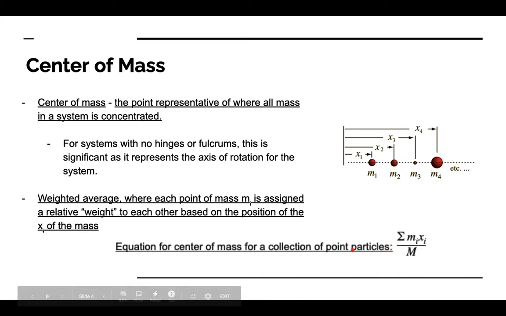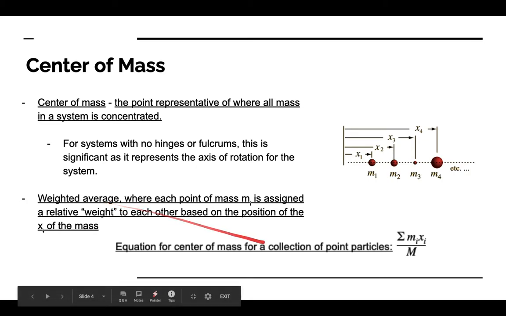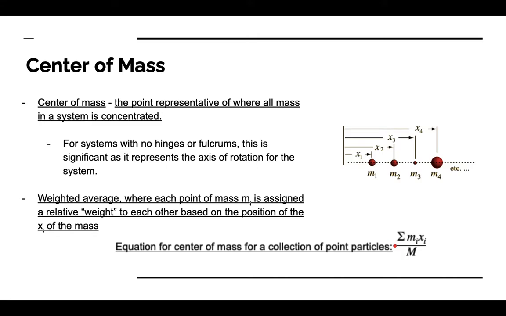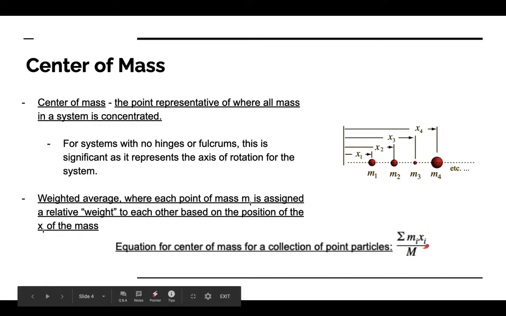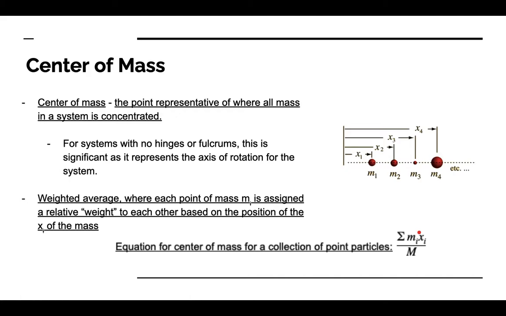This is why we call the center of mass a weighted average. This is actually the average equation right here, the sum of all our masses divided by the total mass, which would typically give us our average mass. However, by multiplying by the position xi, we're assigning to each point of mass a relative amount of importance. So depending on where the mass is located, it will either have more importance or less importance to our overall system, which helps us to determine where the center of mass is.